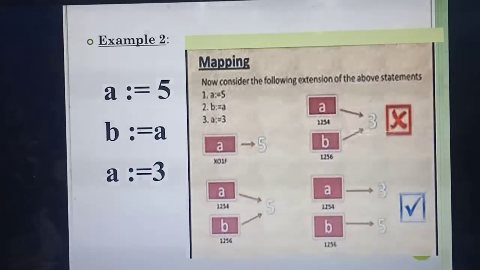See, first they are giving A as 5. So A becomes 5, the value of A is 5. Next, see the second diagram. A and B become 5. See the first diagram.